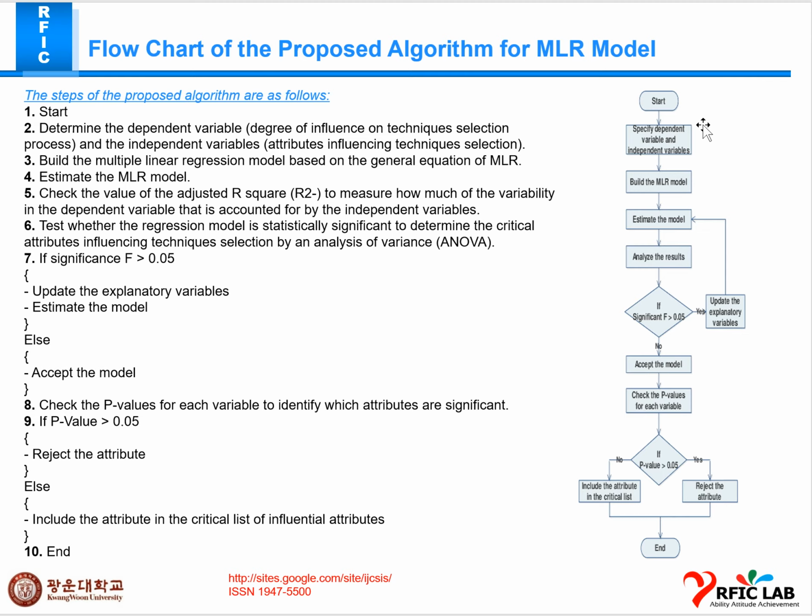Then it checks the p-value of each attribute, and again we apply a condition: if the p-value is greater than 0.05. As you can see, it gives a boolean value, yes or no. If it is yes, it rejects the attribute. If it is no, it includes the attribute as critical, and then the final results come with the critical influence attributes.